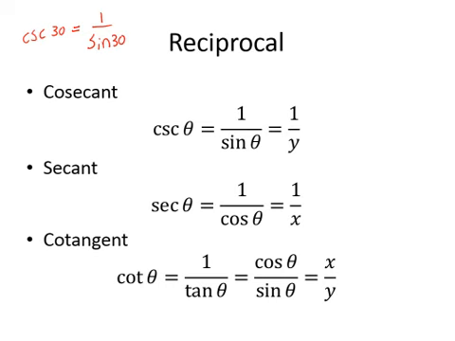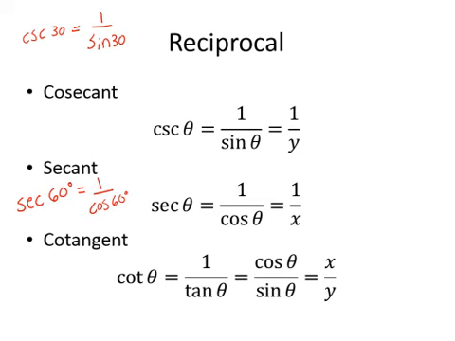Secant is the same, but it's with the cosine. So if we had, let's make it easy, secant of 60 degrees, that would be 1 over the cosine of 60, which again equals 2 in this case.